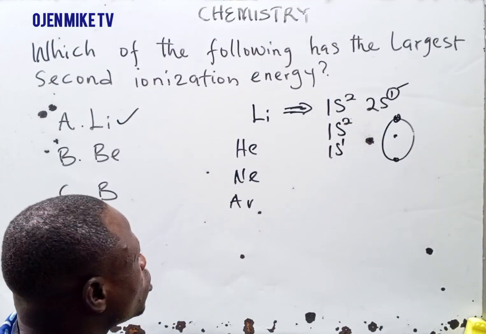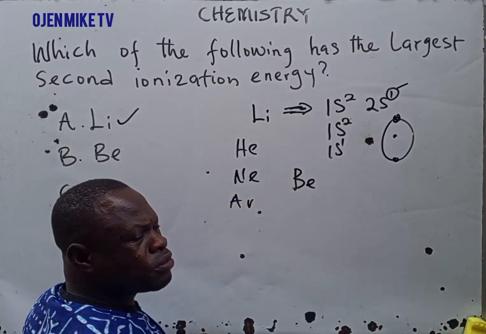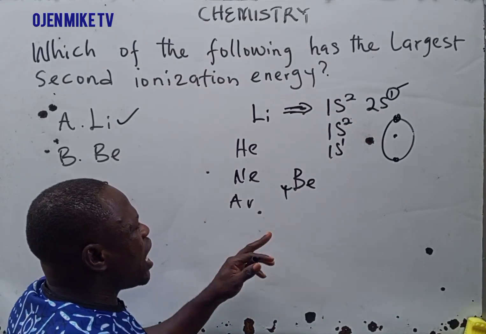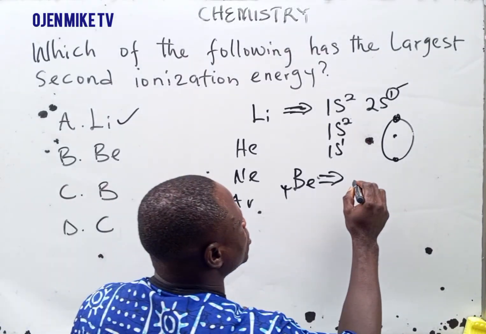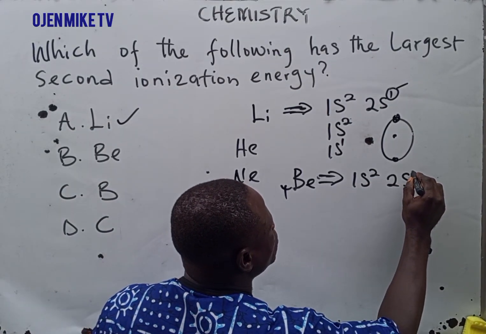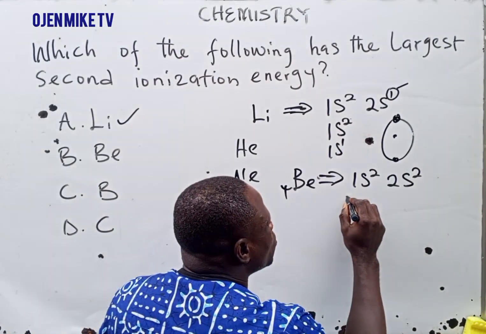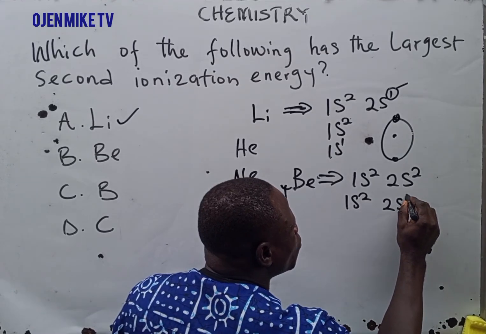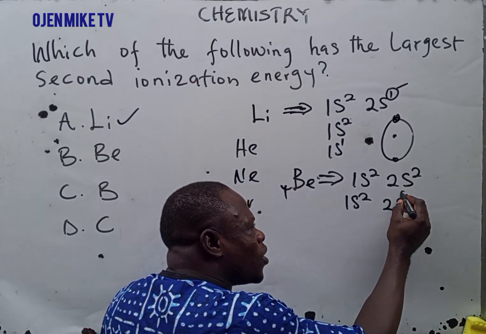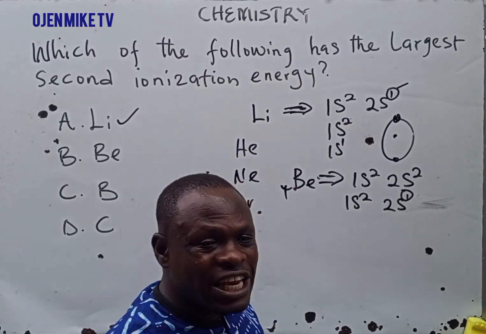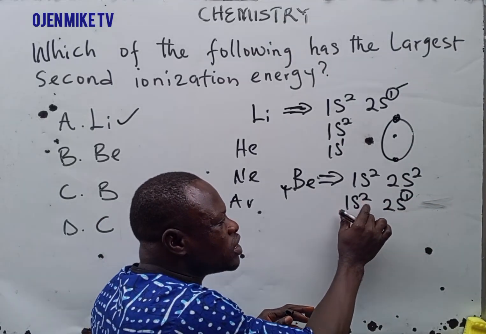Let's explore the other options. If you look at beryllium, it has atomic number 4, and the electronic configuration of beryllium is 1s2, 2s2. Now the first ionization energy gives 1s2, 2s1. You have removed one here. Since you have removed one, it is easier to remove this one. It will require a lesser energy, because you have removed the first one.